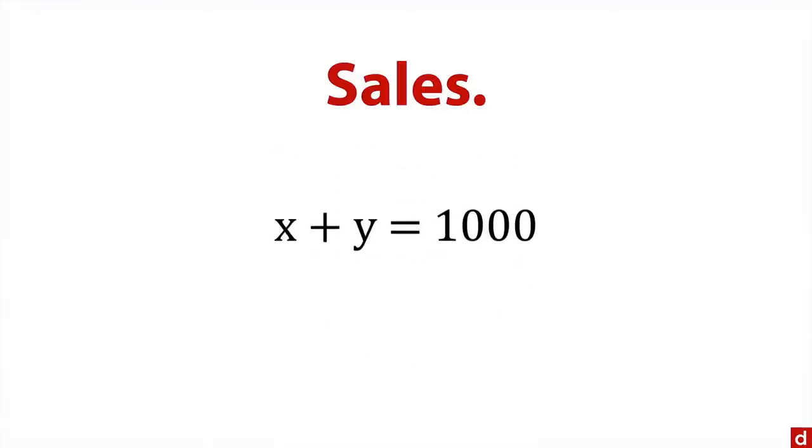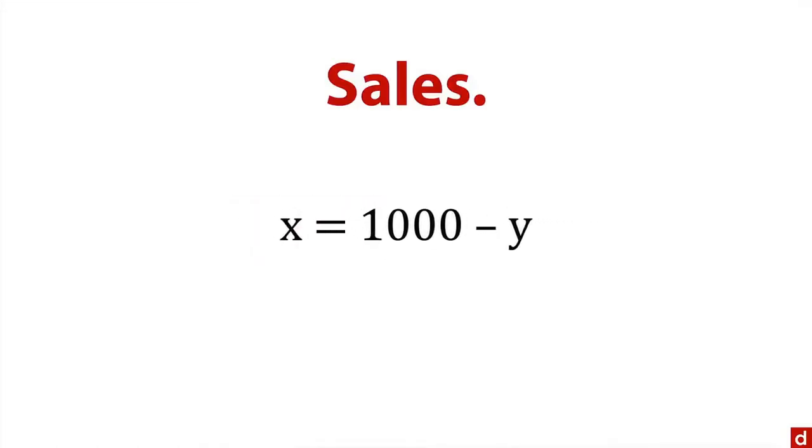Let's start with sales. Now, what I'm going to do is try to isolate the values, and I'm going to do that by putting in this minus Y on both sides. And then I can take that and subtract it. So I'm left with X is equal to 1,000 minus Y. Normally you solve for Y, but I solve for X. You'll see why in just a second.